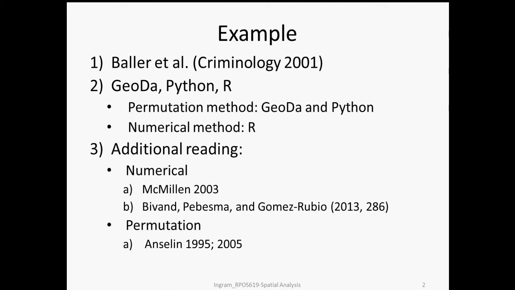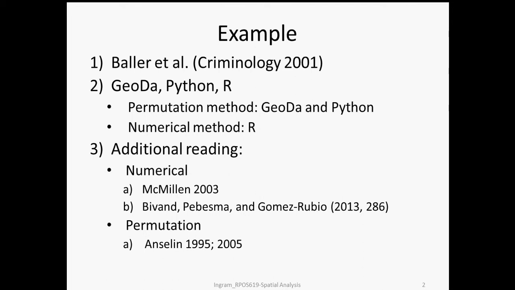We're going to go through the implementation in the different software environments, programming environments. So we will not be covering much of the technical detail underlying the methods. However, I do refer you to the additional reading noted here. With regards to the numerical approach and some comparisons among different approaches, I would refer you to Dan McMillen's work and to Roger Bivand and his co-authors. And for the permutation approach, I'd refer you to Luke Anselin's work dating back to the mid-90s.